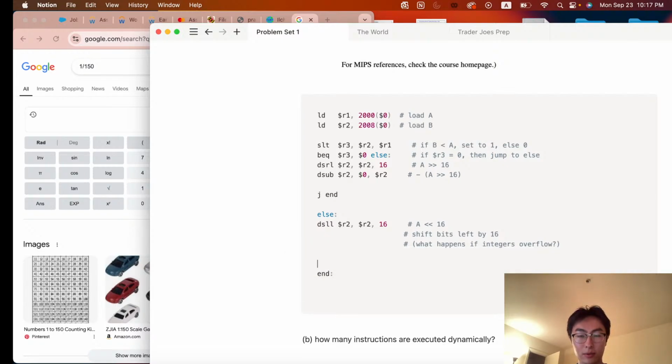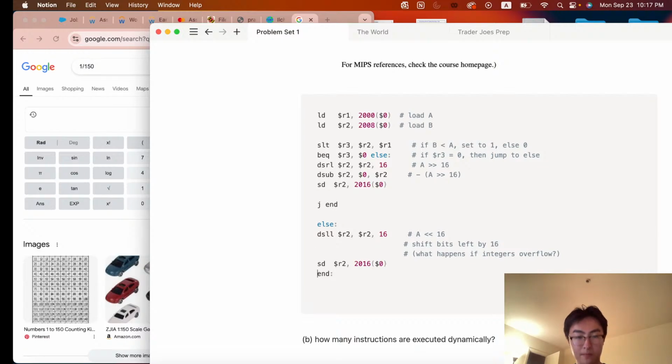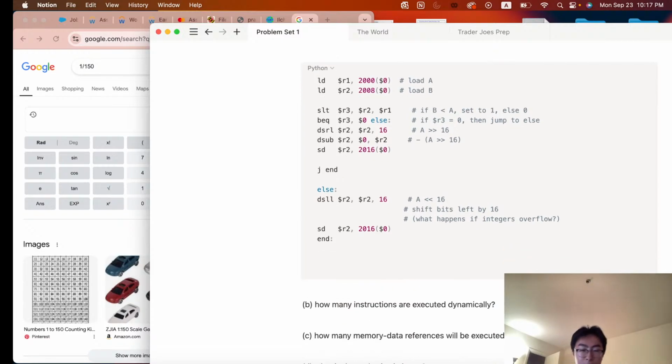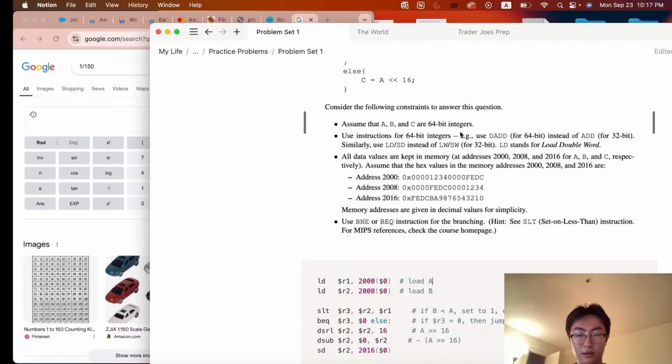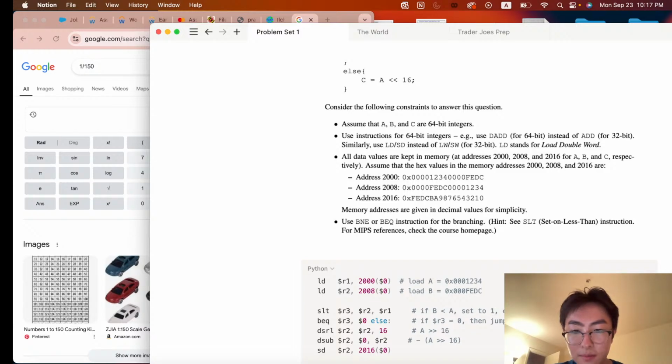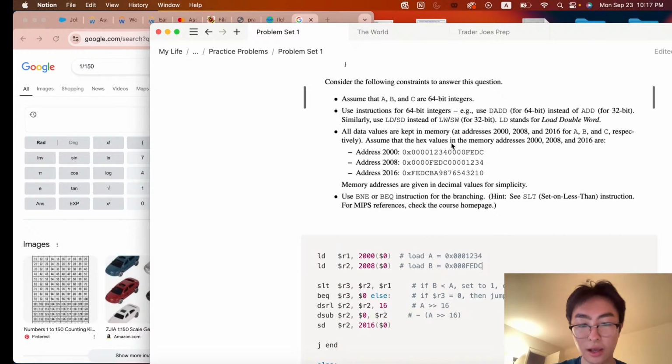Guess, yeah, maybe we gotta add this here, not just at the end, but after the instruction is done. Okay. So if that's the case, how many instructions are executed dynamically? All right, so let's see. What is A again? Oh, god damn. Whatever this number is. Okay. 0x0001, 2, 3, 4. Okay, just set that for now. FEDC. Okay, so with that, I think what we could just say is that B is bigger than A.